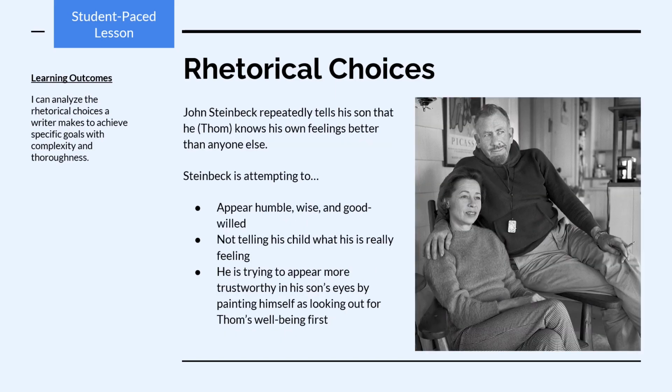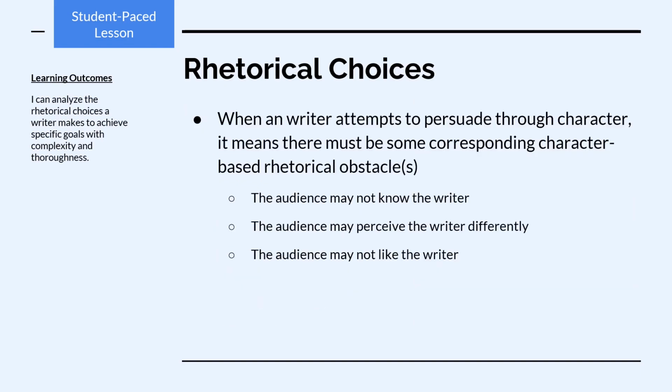Here's another example of an ethos choice, when John Steinbeck repeatedly tells his son that he knows his own feelings better than anyone else. Here, Steinbeck is trying to appear humble and wise and good-willed toward his son. By not telling his child what he should really feel or what he's really feeling, Steinbeck here is trying to appear more trustworthy in his son's eyes by painting himself to be the kind of person who looks out for his son's well-being first.